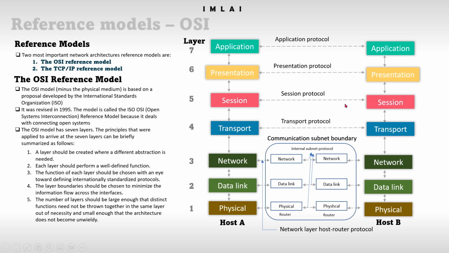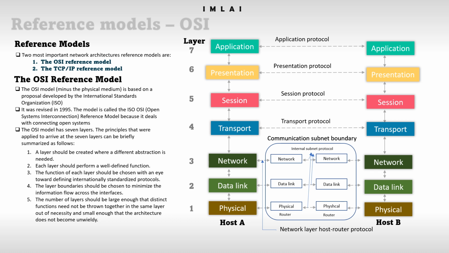Only in the network layer will we have a host router protocol, and inside each will have an internal subnet protocol. But actually from the network layer the actual hardware starts, the subnet starts, and then data links, and then physical layers such as routers and transmission lines come into the picture. So these are the seven layers that the OSI, Open System Interconnection Reference Model, consists of.